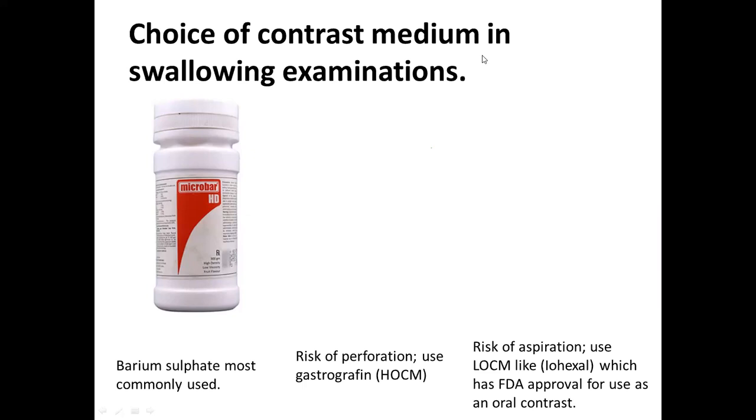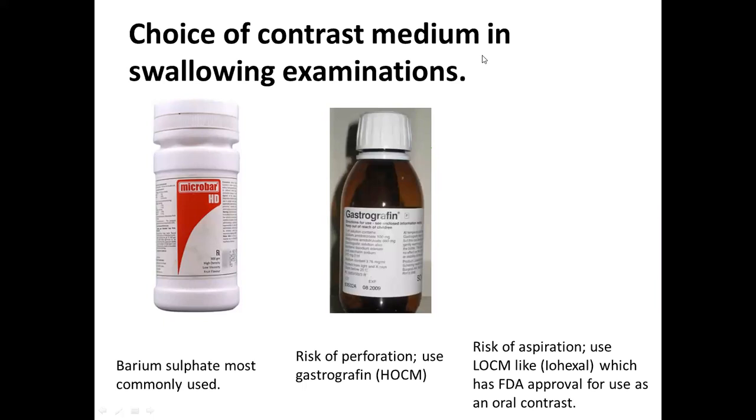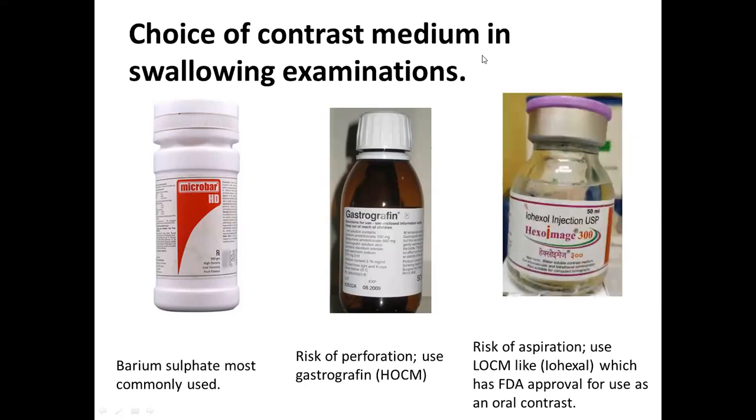So if the patient has a risk of aspiration, risk of perforation, we are supposed to use gastrografin, which is water soluble, but has high osmolarity, meaning that if it aspirates, it also has some problems in the lungs. So if someone has a risk of aspiration, where contrast can easily go into the lungs, through the larynx, passing through the trachea, the best contrast media to use is iohexol, which is a low osmolar contrast media.